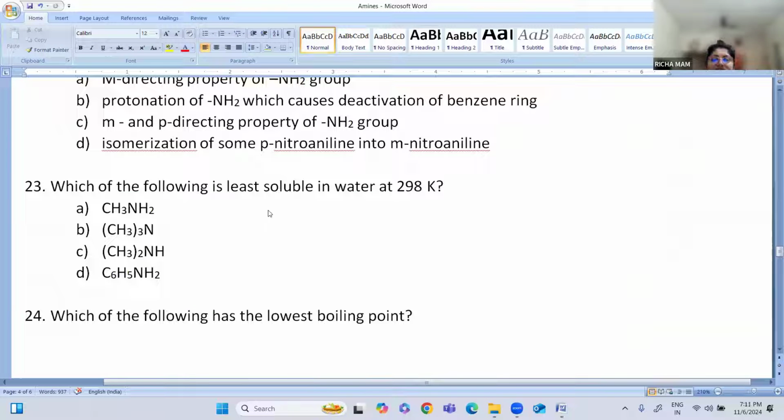Which of the following is least soluble in water at 298 Kelvin? Methylamine, trimethylamine, dimethylamine, or aniline? Which is least soluble? Yes. Which of the following is least soluble?